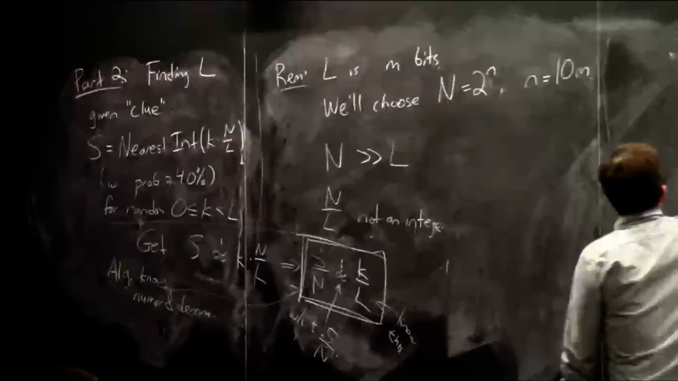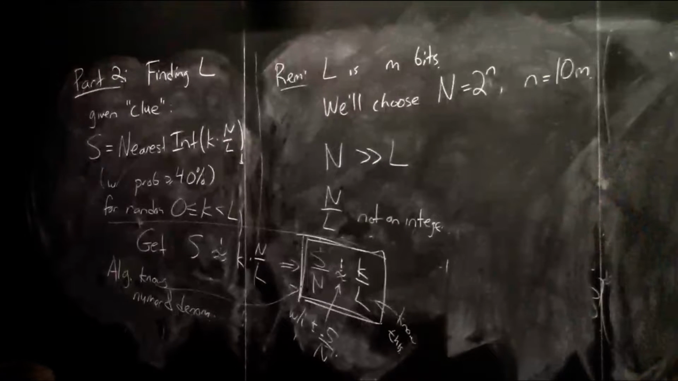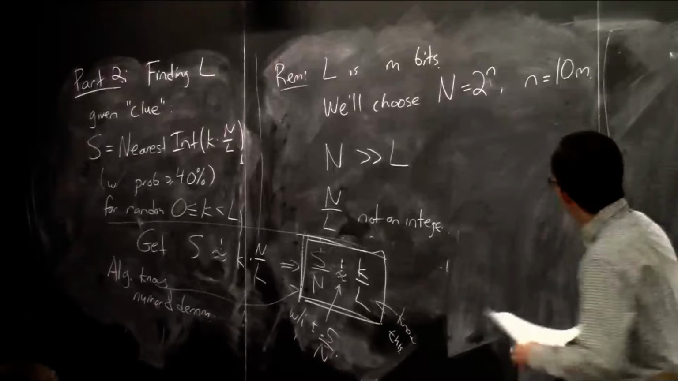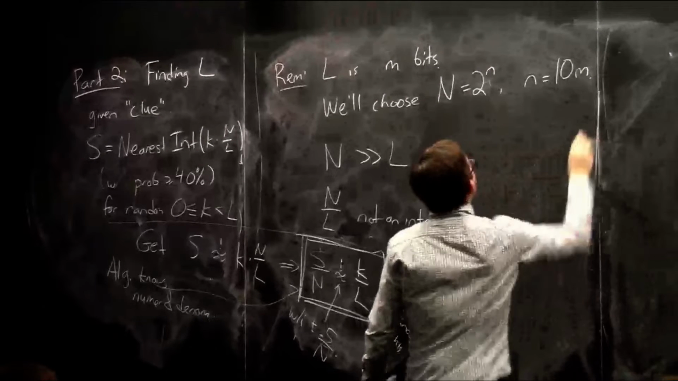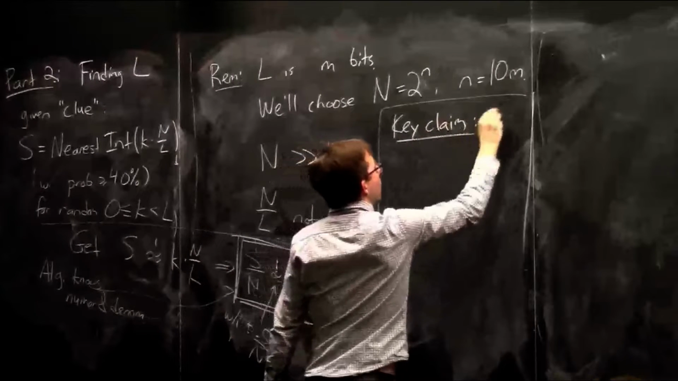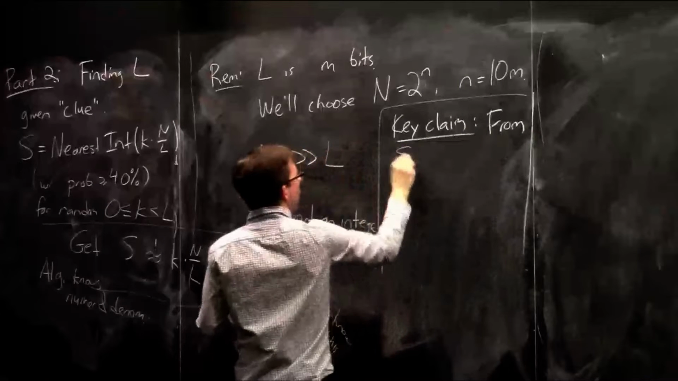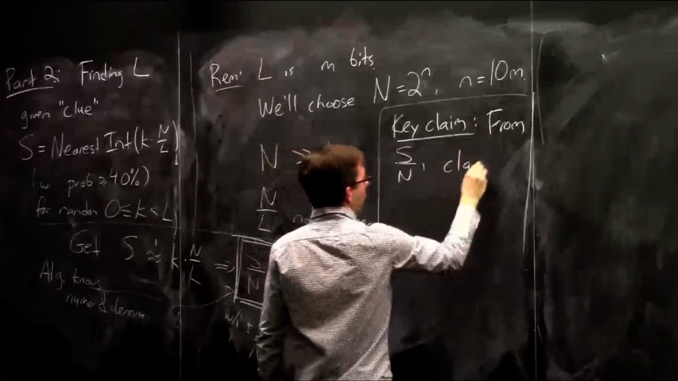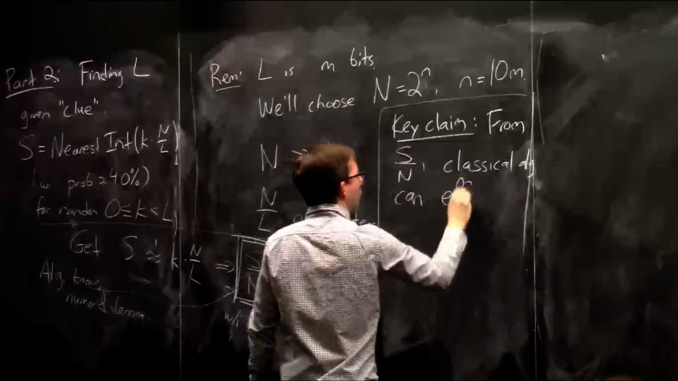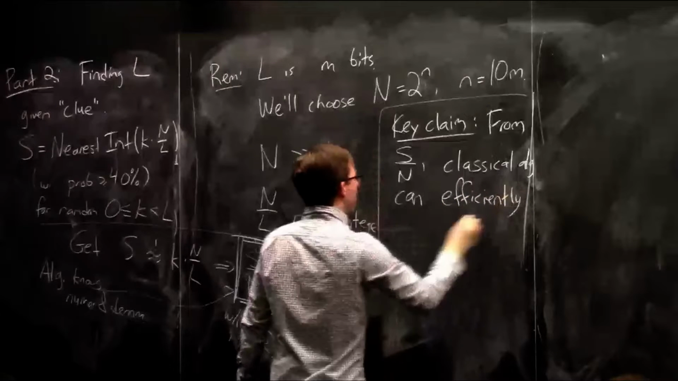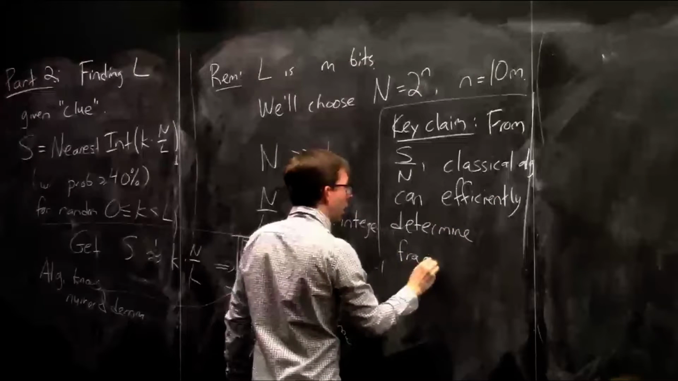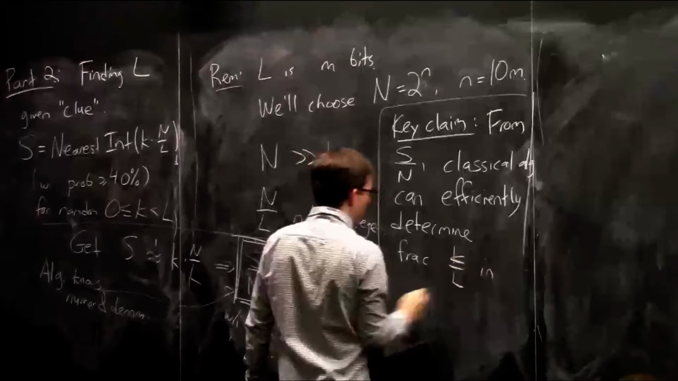And here's the key claim for the rest of the lecture. From S and N, a classical algorithm can efficiently determine the fraction k over L in lowest terms.